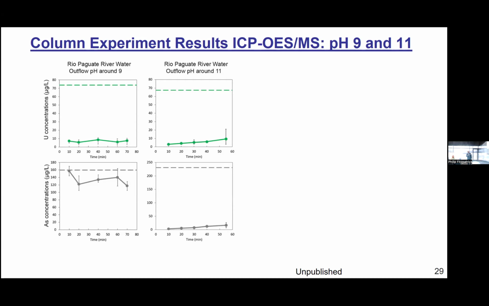And what is interesting here is that the arsenic only stayed down at pH 11. At pH 9, we didn't get great results here, but at pH 11, we get them in the right micrograms per liter. So this is unpublished, but we're working on this paper. This is what I was doing in the spring break.